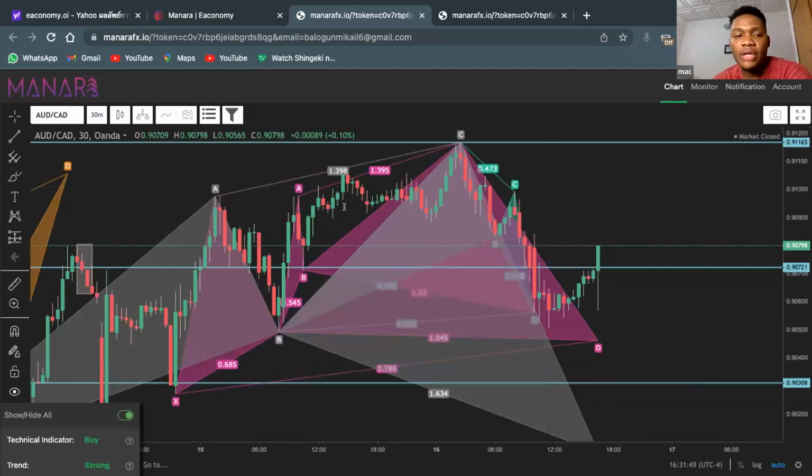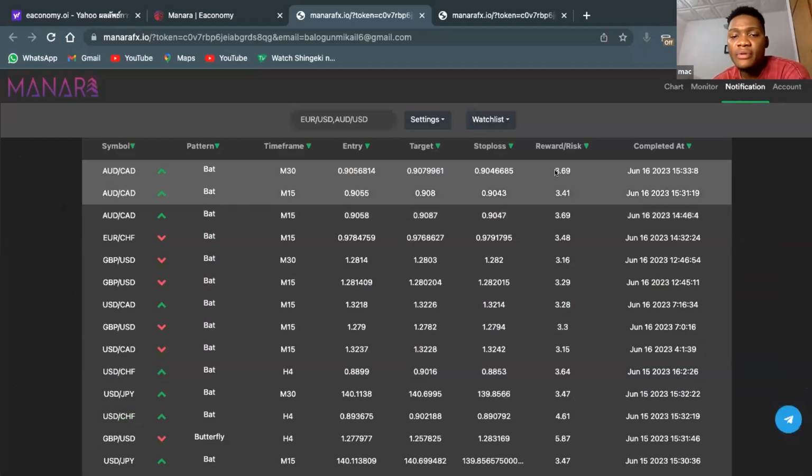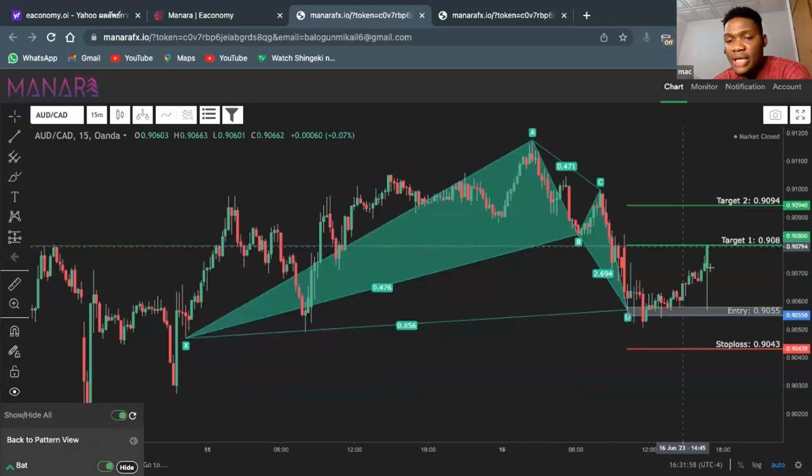Now, let's look at odd card. Manara also gave odd card on a 15 minutes time frame, and it's still basically the same thing. You can see how this was on a 15 minutes time frame. You can see how it has gone from the entry. So if you enter this trade, we have made money on it at TP2.